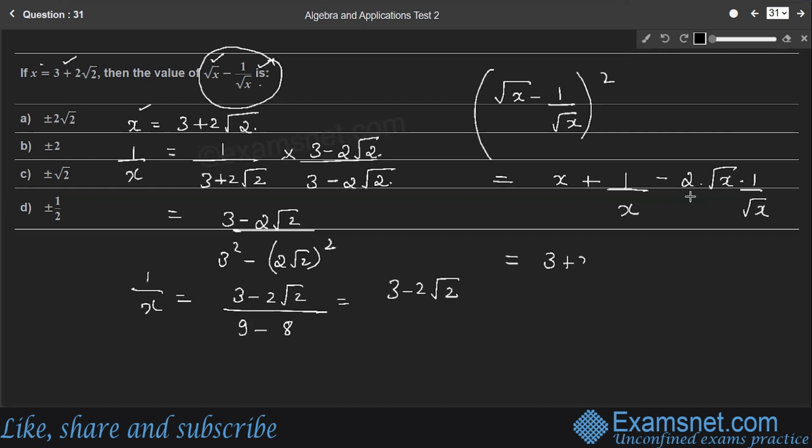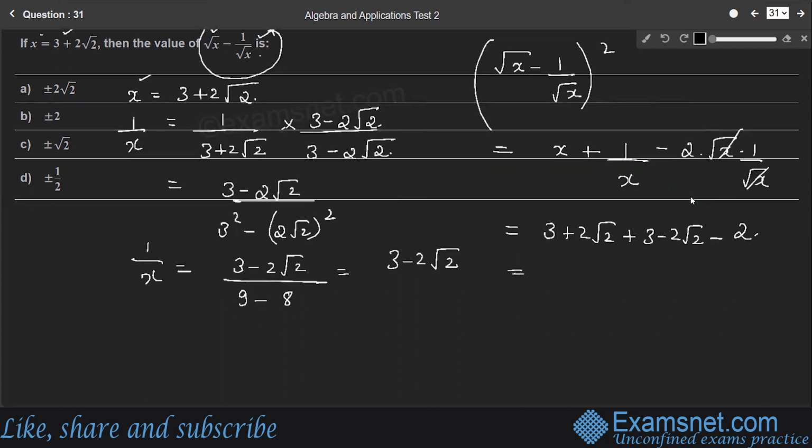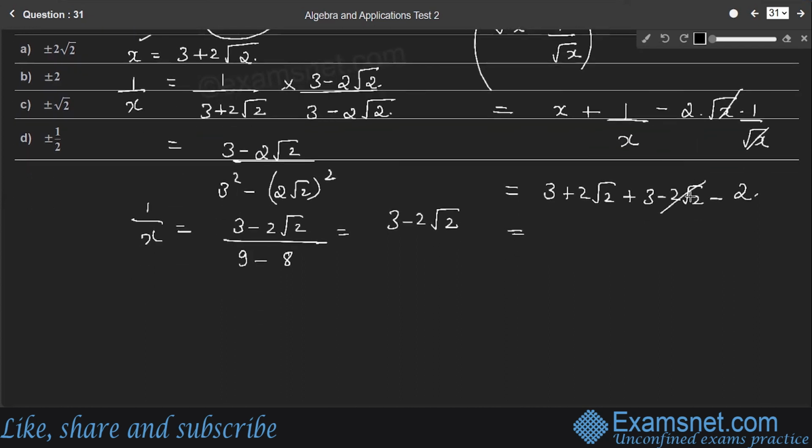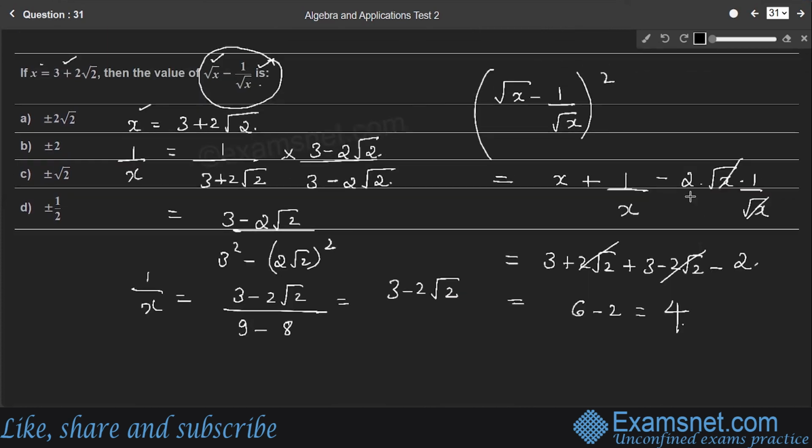X is 3 plus 2 root 2 plus 1 by x is 3 minus 2 root 2 minus 2 into root x by root x. Root x and root x will get cancelled. So we have minus 2, right? So now we can cancel 2 root 2 and minus 2 root 2. So 3 plus 3 is 6 minus 2 is equal to 4, right? So 4 is nothing but root x minus 1 by root x the whole square.